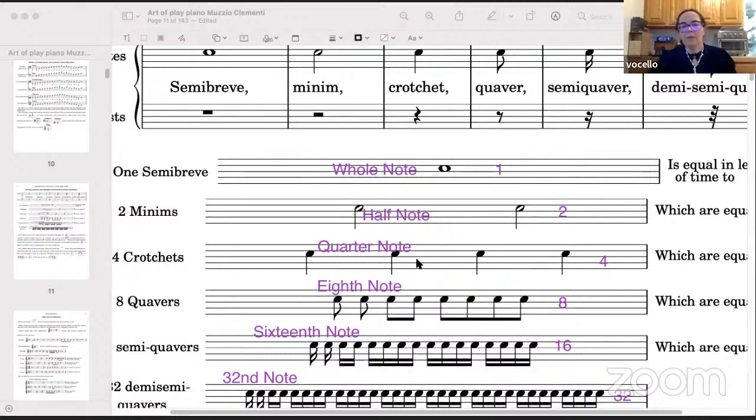I can add any combination. I could start here instead with the sound, I could start with the rest. Could put the rest here too. In this case, it's eighth rest, and here's quarter rest. Eighth rest, quarter rest.